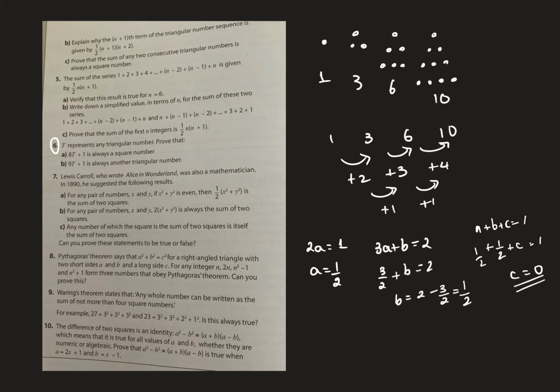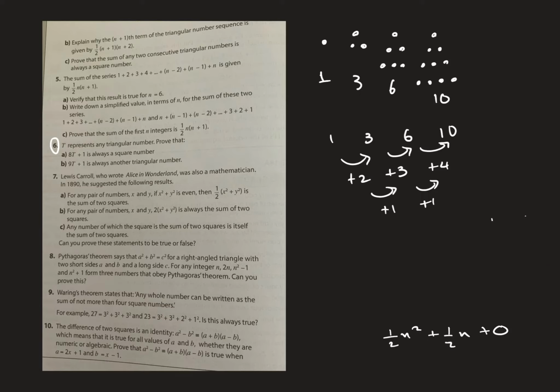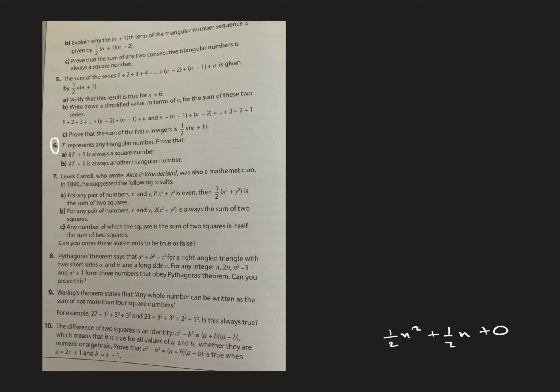So this means that the quadratic sequence is a half n squared plus 1/2 n plus 0. So this is what the sequence is for the triangular numbers. So how can we use that? Well, t must be 1/2 n squared plus 1/2 n.